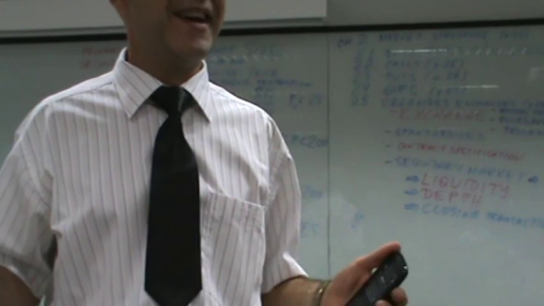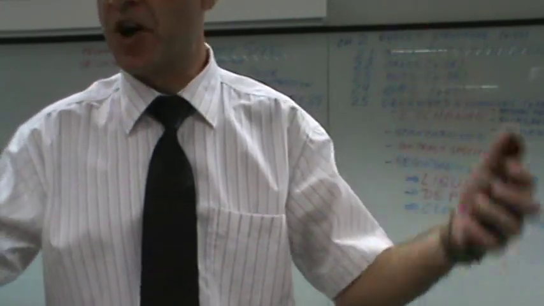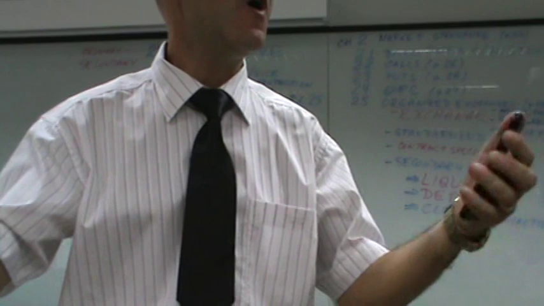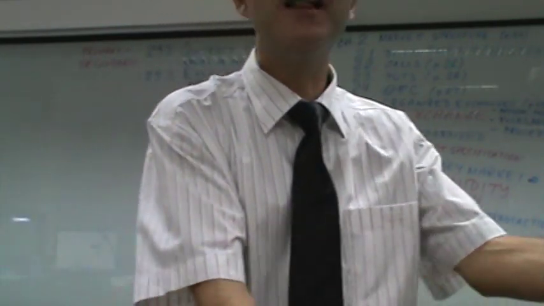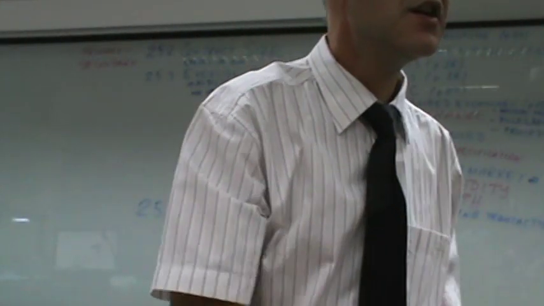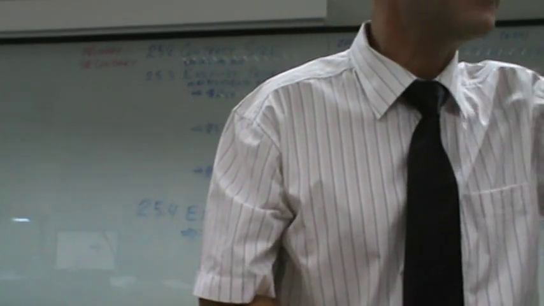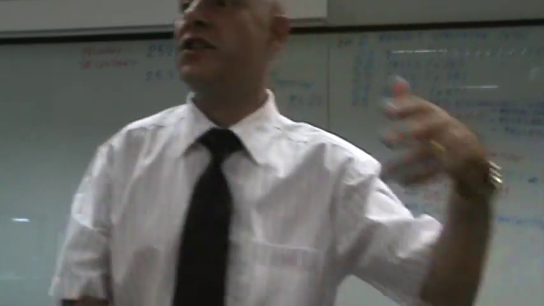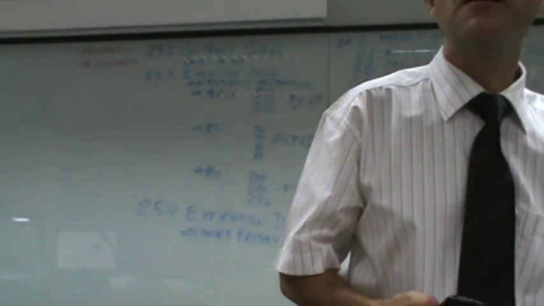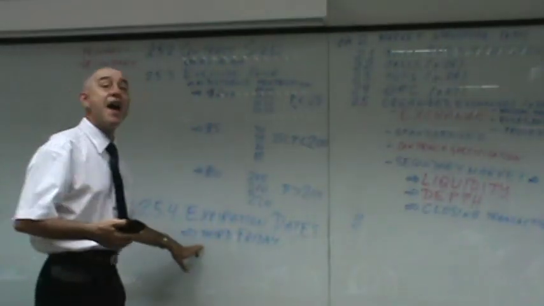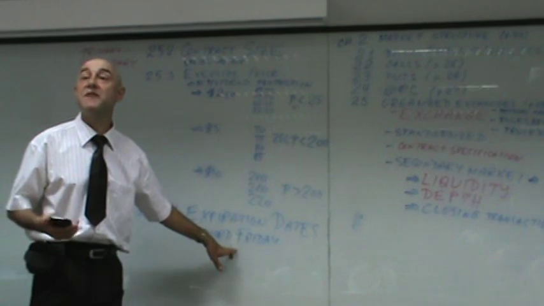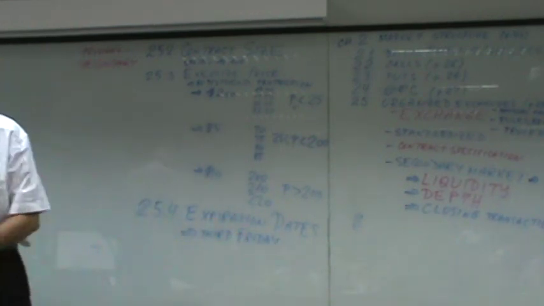Which is the first Friday of August? Come on, calendars. It's August 1, which is the first Friday of August. August 8 is the second, and August 15 is the third. So it expires on August 15. Okay? That's it.